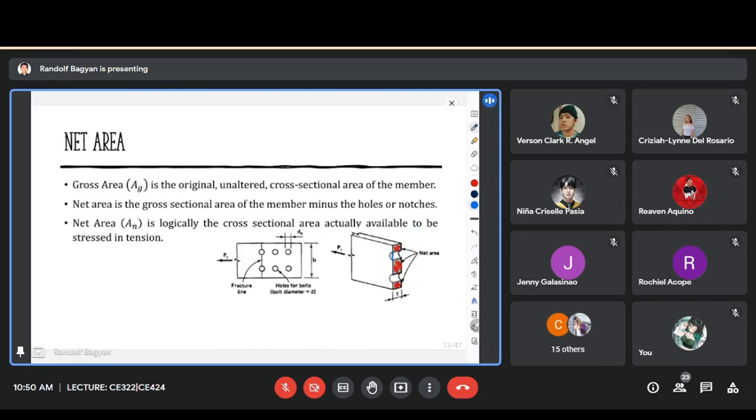Itong rectangle ito. Diba? That would be the diameter of the circle. Kung ito yung diameter ng ating butas, diameter d, multiplied by the thickness of the plate t. Diba? Yun lang naman yun. And ganun din sa baba kasi dalawang line yung ating butas. Okay. Now, what is the net area? Okay. So, net area is logically the cross-sectional area actually available to be stressed in tension. So, yun na lang yung pwede mong i-stress.